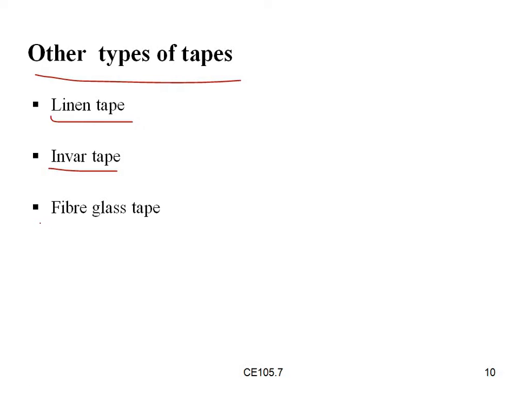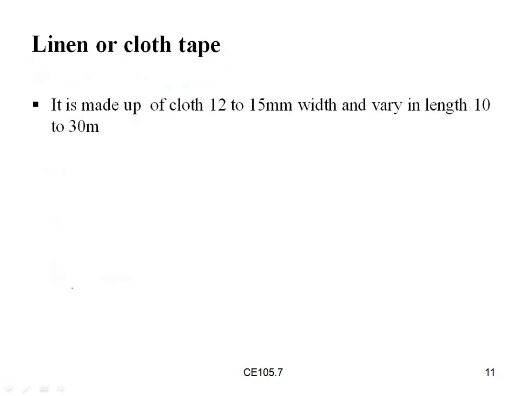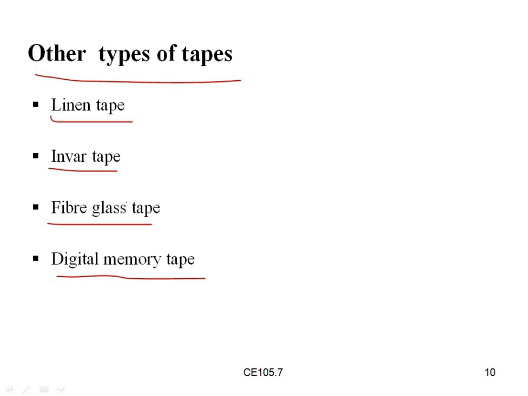And next, other types of tapes. One is linen tape, Invar tape, fiberglass tape, digital memory tape. So these are the tapes we are using in chain surveying. Linen tape is a cloth type, and Invar tape is also a cloth type. Fiberglass tape and digital memory tape are different. So let us see now one by one.